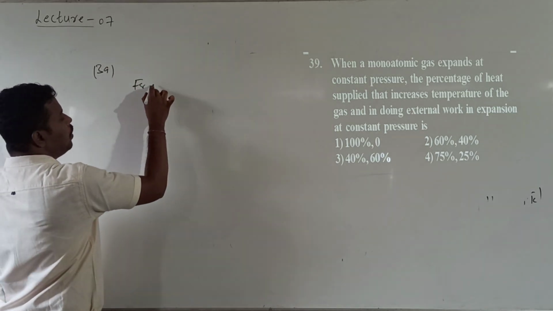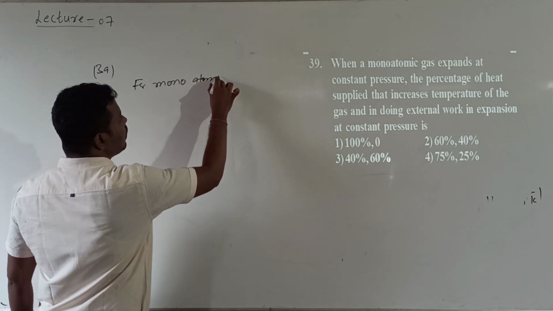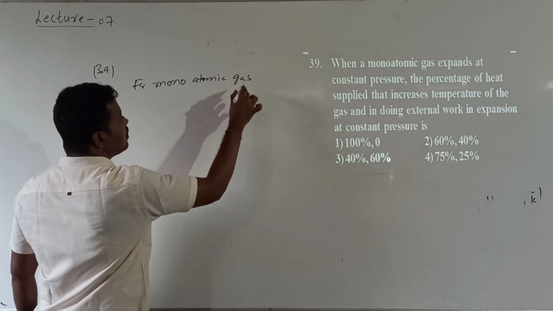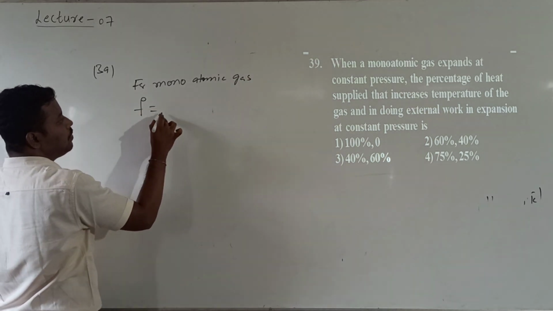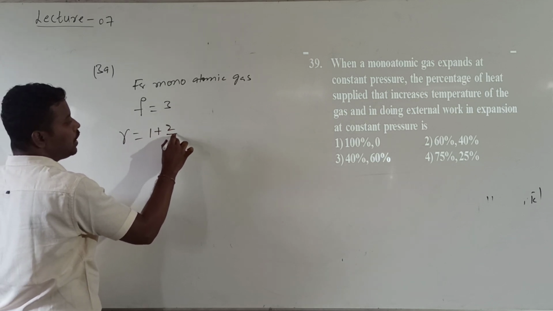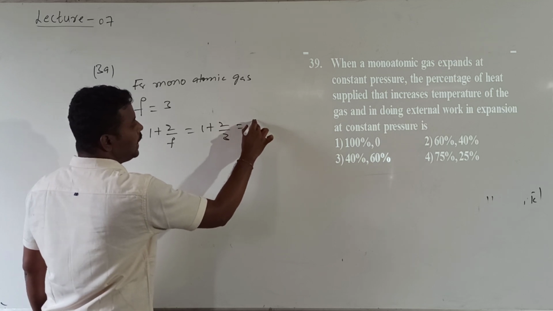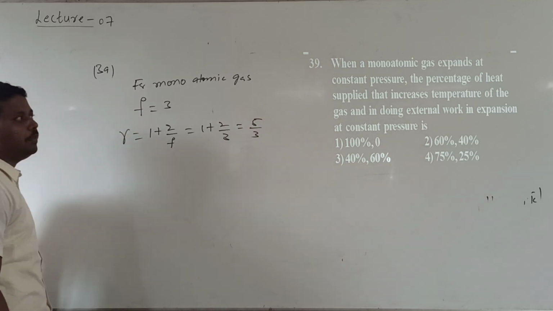For monoatomic gas like helium, an atomic gas, what is the number of degrees of freedom? F value is 3. When F is equal to 3, the gamma formula is 1 plus 2 by F, which is 1 plus 2 by 3, which is 5 divided by 3. That is the value of gamma.